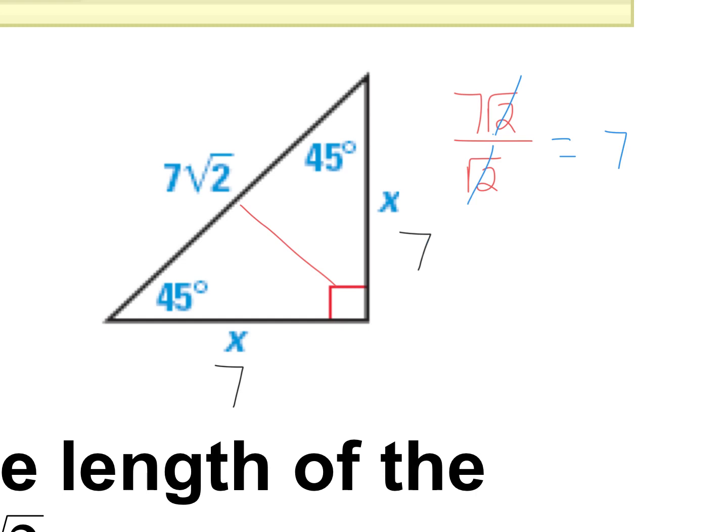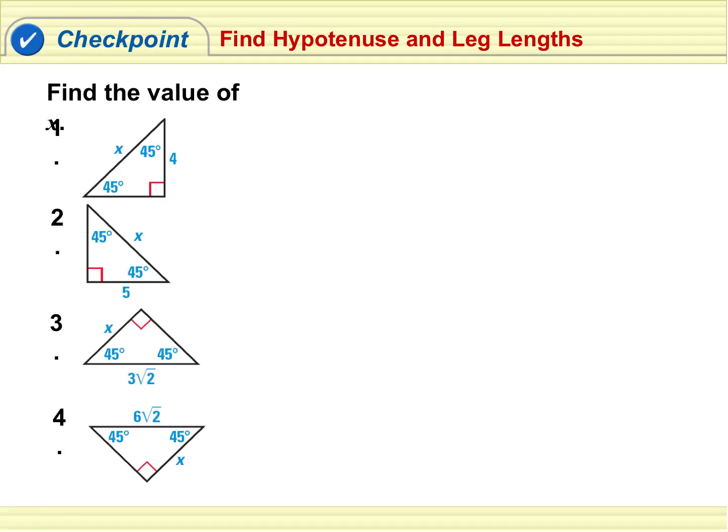So those are the only 2 methods that you're going to use for 45, 45, 90 triangles. Those are the only 2. You're either going to multiply by the square root of 2 or you're going to divide by the square root of 2. I want you to go ahead and try 1, 2, 3, and 4.